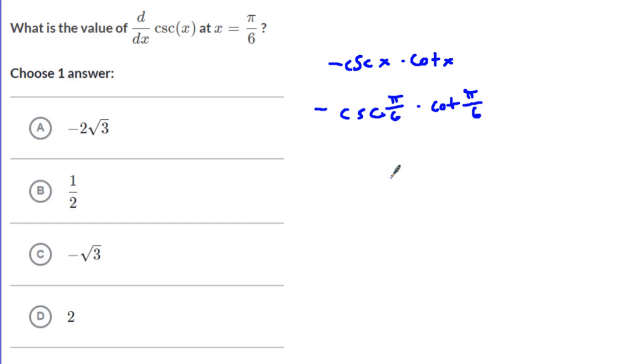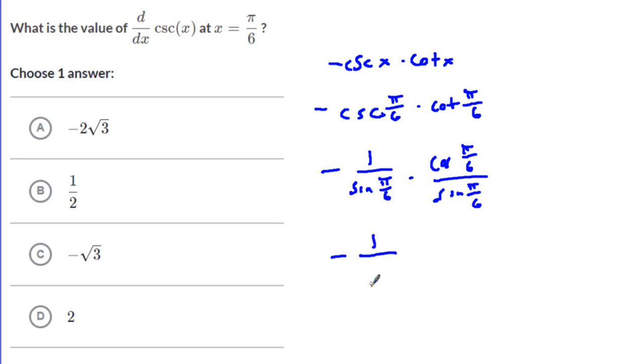When we take a look at our unit circle, pi over 6 is really 30 degrees. So we have negative 1 over sine of pi over 6 times cotangent. Cotangent is not sine over cosine, but cosine of pi over 6 over sine of pi over 6. Negative 1 over sine of pi over 6, where sine is 1/2, is equal to negative 2. And then we have cosine of pi over 6, which is root 3 over 2, over sine, which is 1/2. The 2's in the denominators cancel out, so we have root 3, and negative 2 root 3 right there for our answer.